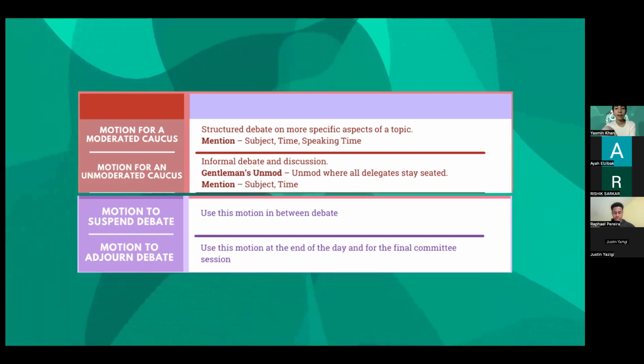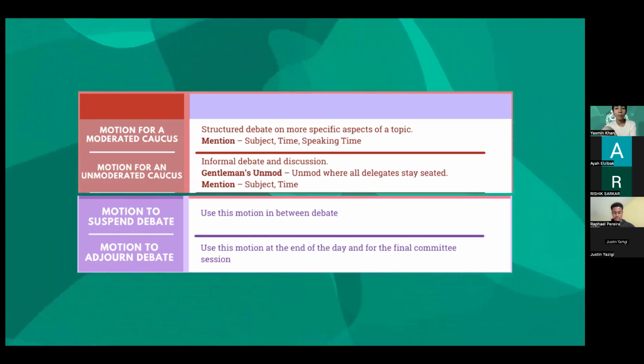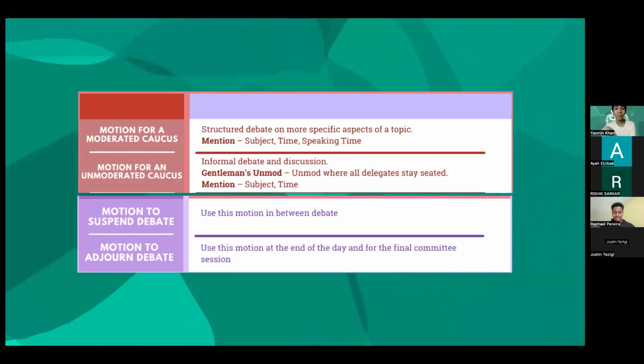Motioning for a moderated caucus. Again, that's motioning for a structured debate about a specific topic. So how you would motion for that is, you would say how long you want the debate, the discussion, to be. So let's say I want it to be for 10 minutes. I want to motion for a 10-minute moderated caucus on some topic about cheese. I want a 10-minute discussion about cheese, okay? So that's how you structure it.